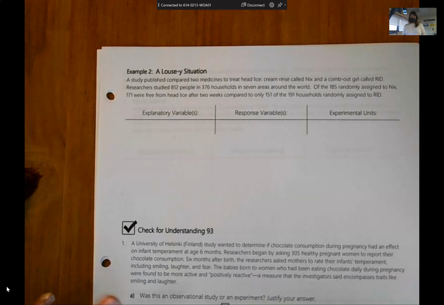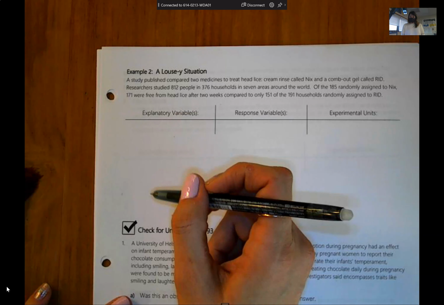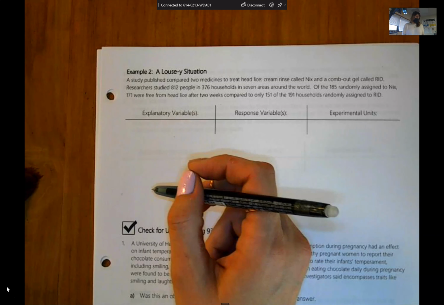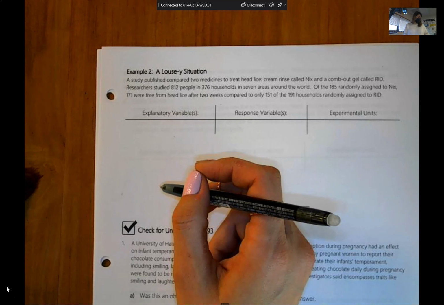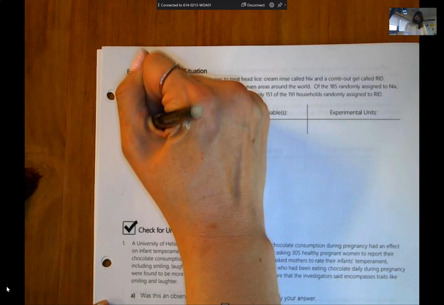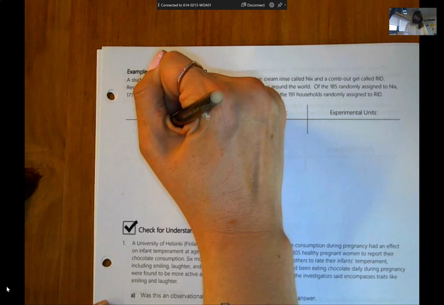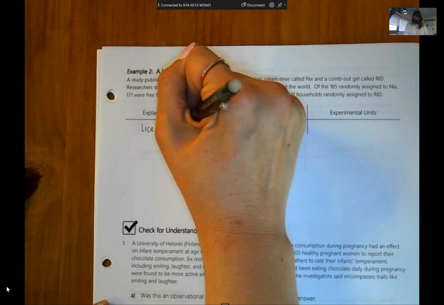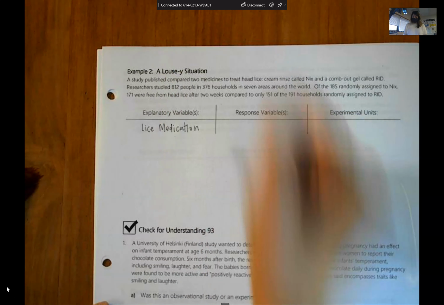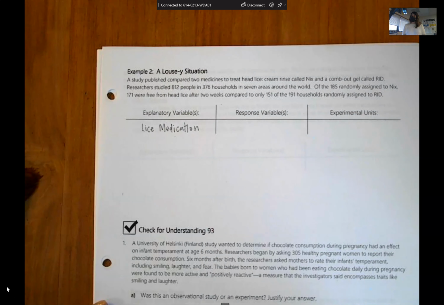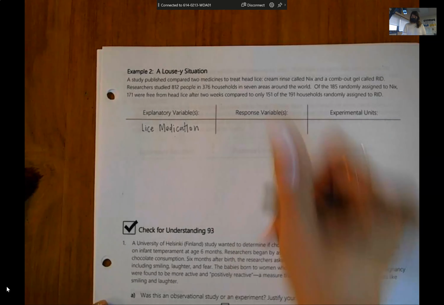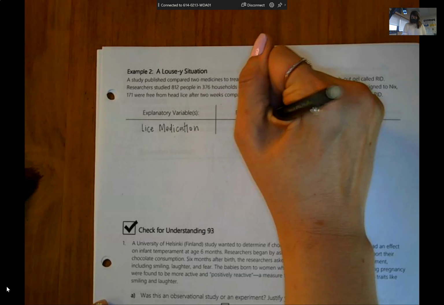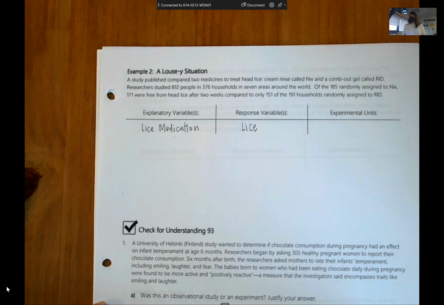So explanatory variable is our head lice treatment. So what do I want to call that? Medication? Lice medication? So 1 factor. My response variable is the lice. Do we have lice or do we not have lice?